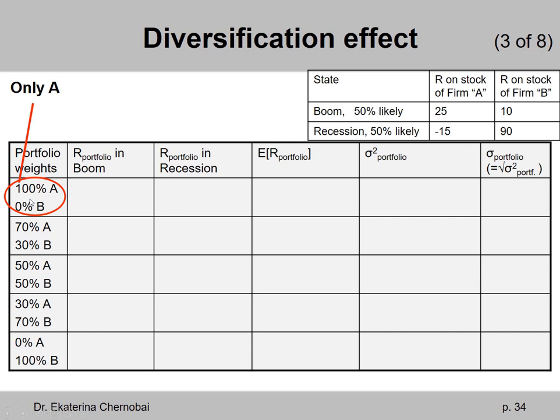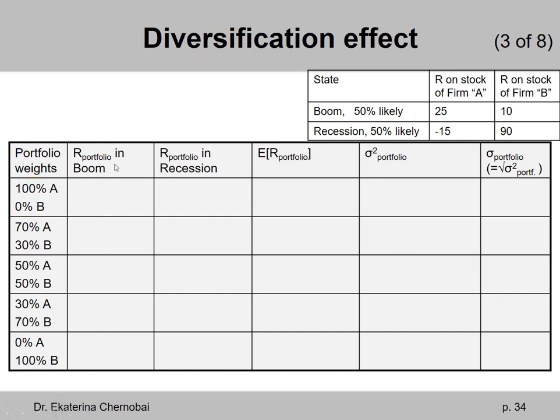So what are we going to be doing for each row, for each portfolio? Return on the portfolio in the boom state, return on the portfolio in the recession state, expected return on the portfolio, and then portfolio variance and portfolio standard deviation. The last row is the fifth portfolio, which is 100% stock B. So that's just stock B, right?